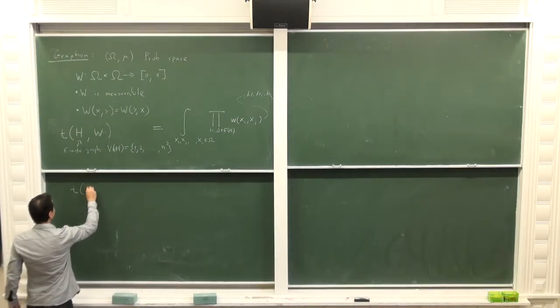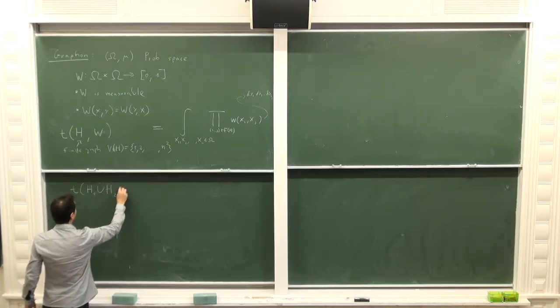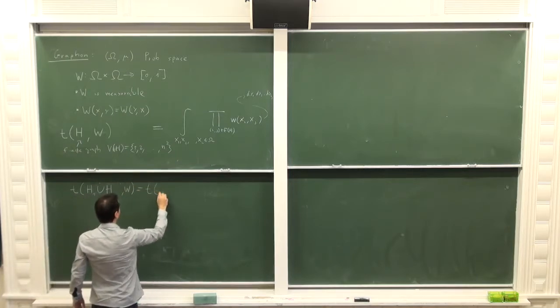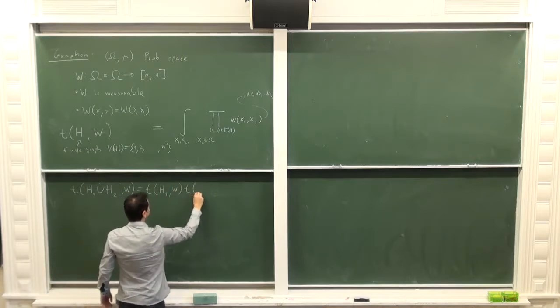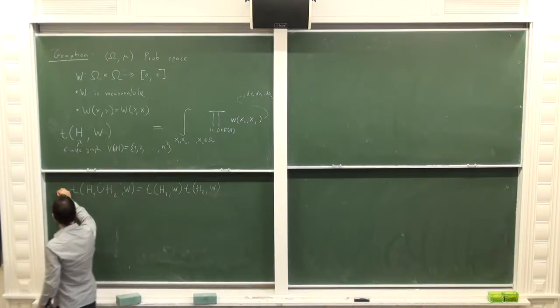T of H1 H2, if you take the disjoint union of two graphs, this is really just the product of the two subgraph densities. This is a nice property.